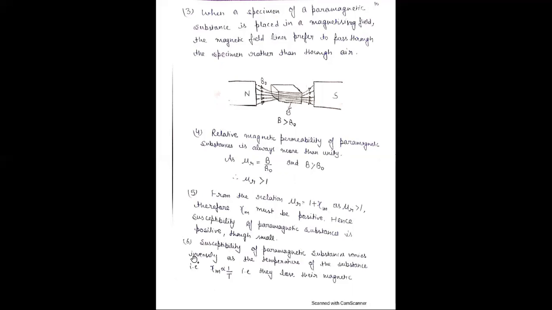Now the next is that the susceptibility of a paramagnetic substance varies inversely as the temperature of the substance. That means xi m, the susceptibility, is inversely proportional to temperature, and if the temperature increases, then they lose their magnetic properties and change into diamagnetic substances.